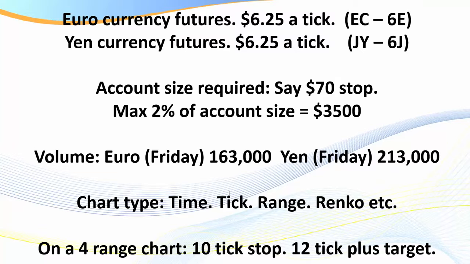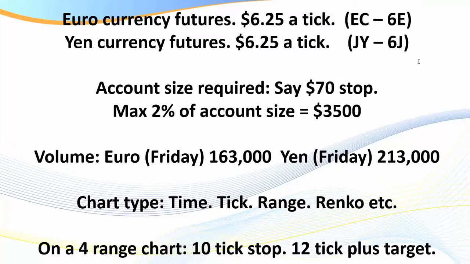So there are some really good advantages for consideration of these markets. Besides that, as we're about to see, you get some fantastic trends, so they trend really well. On TradeStation, the ticker code is EC for the euro, and the yen is JY. On NinjaTrader, sorry, it's 6E and 6J.